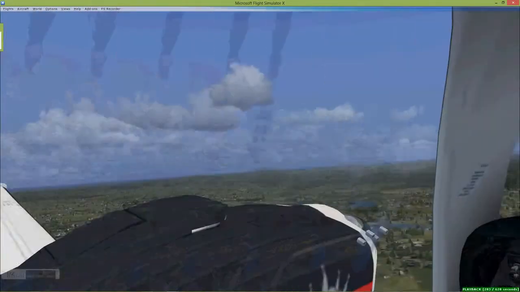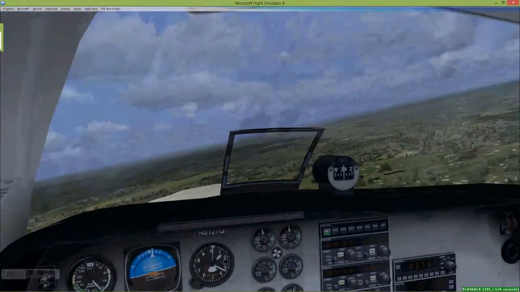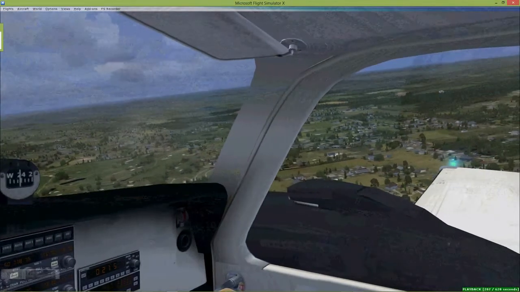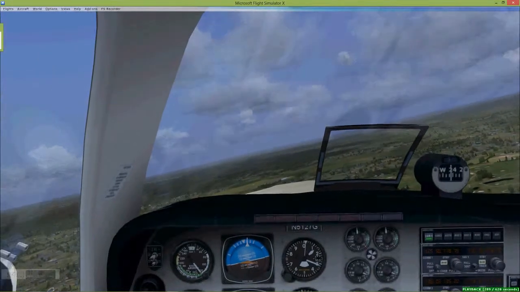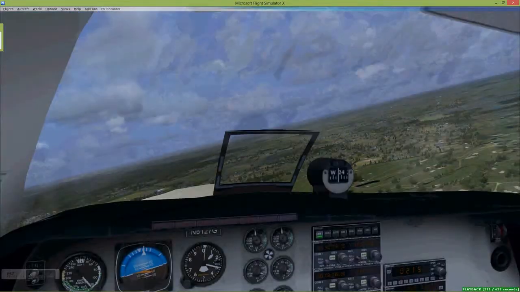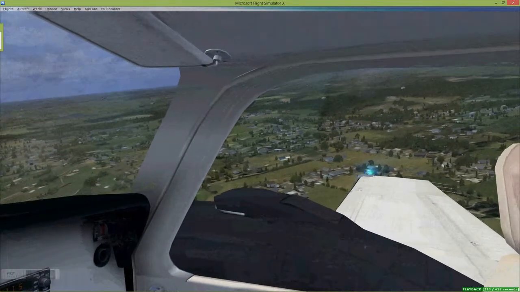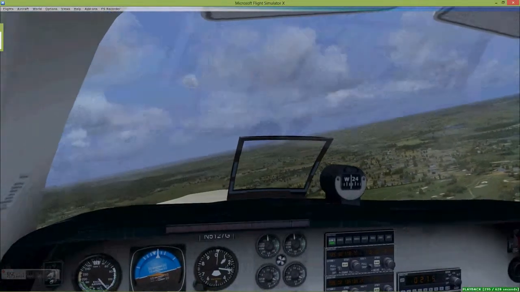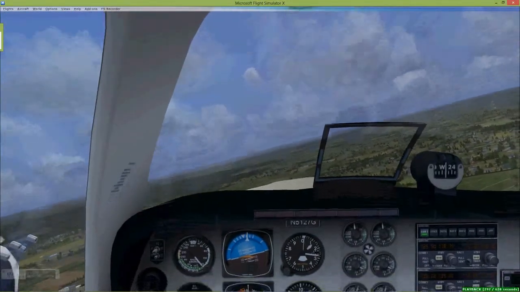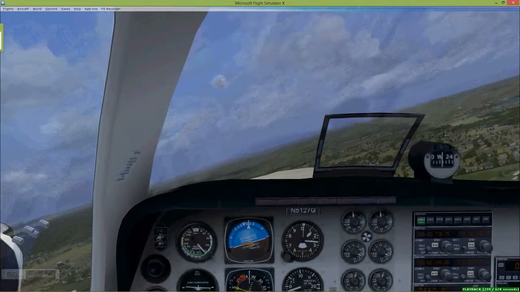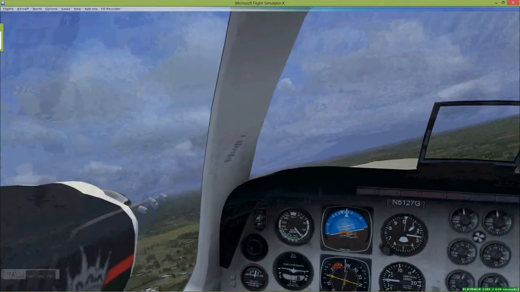So again, we've lined ourselves up nicely. This technique really does lend itself to putting you right where you want to be. And we're entering the downwind leg at a 45-degree angle, and when we roll out, we'll be at approximately midfield. Keeping an eye out for traffic. This is one of the danger points in a pattern.